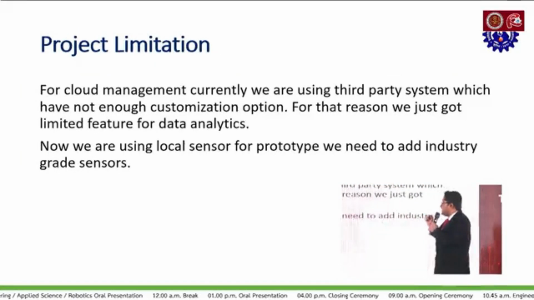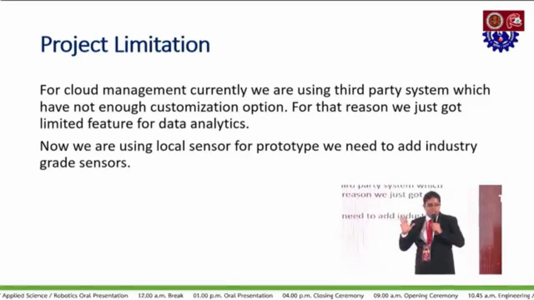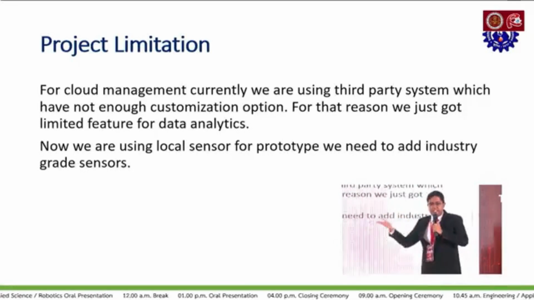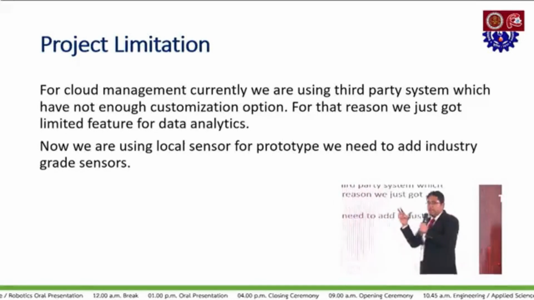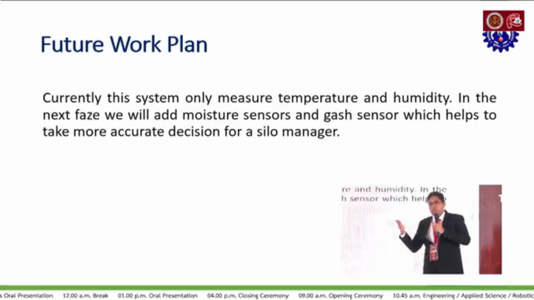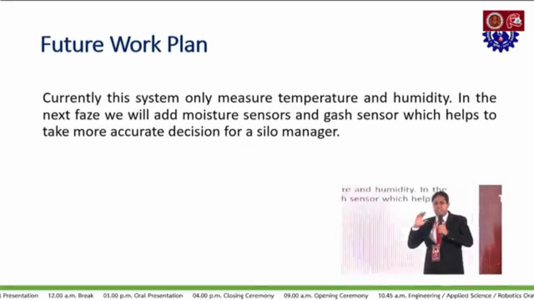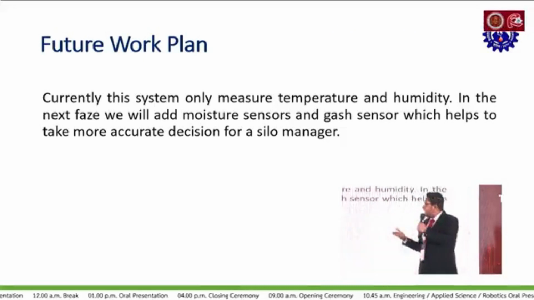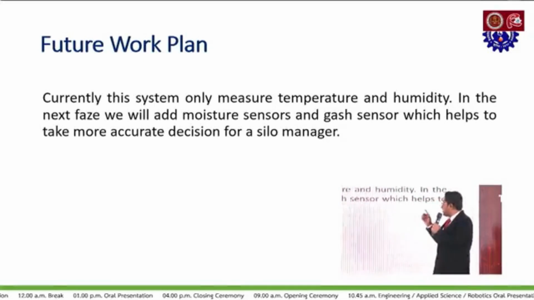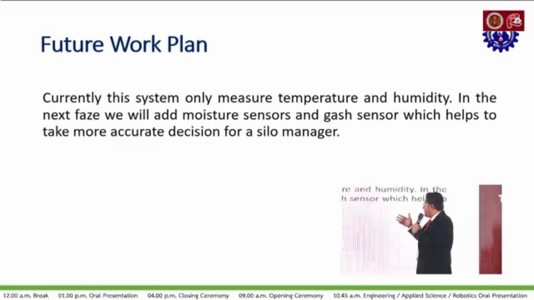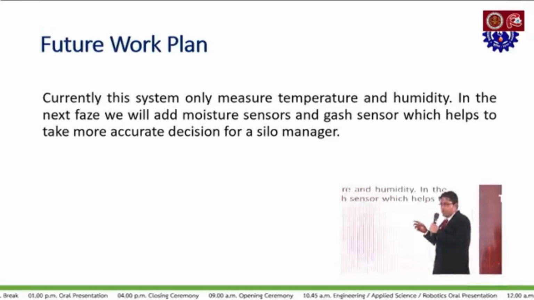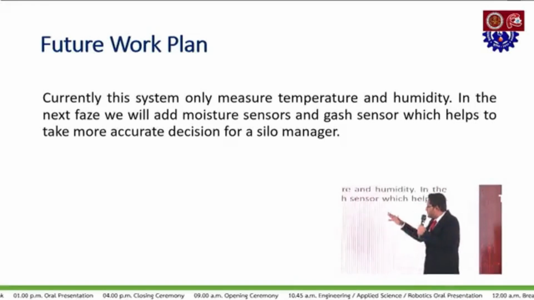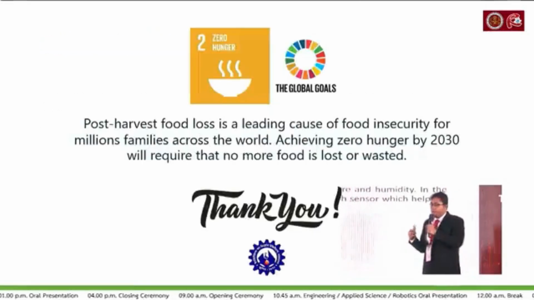The project limitation is that for cloud management we are right now using a third-party app like ThingSpeak, so we only get limited features. Also, we are now using local sensors, so we need to use industry-grade sensors to get better results. For future work, currently we just measure temperature, but in future we will use a moisture sensor and a gas sensor, which will support more accurate decisions for our silo manager.